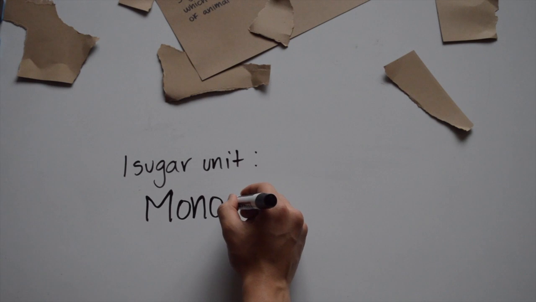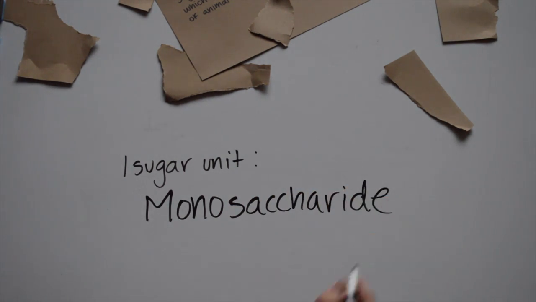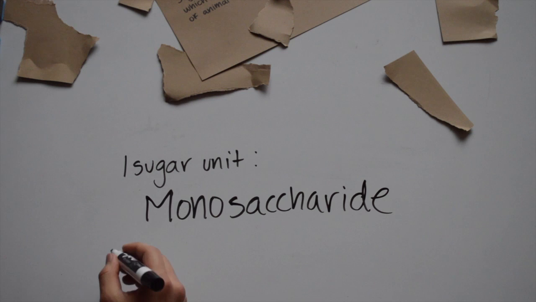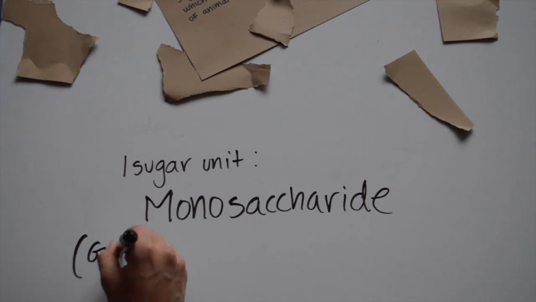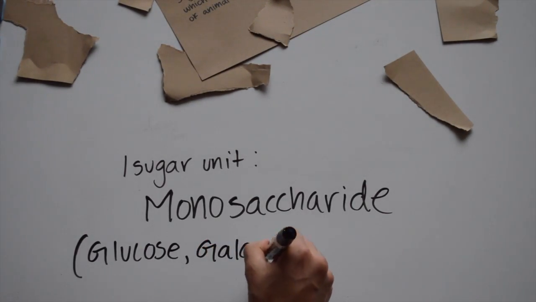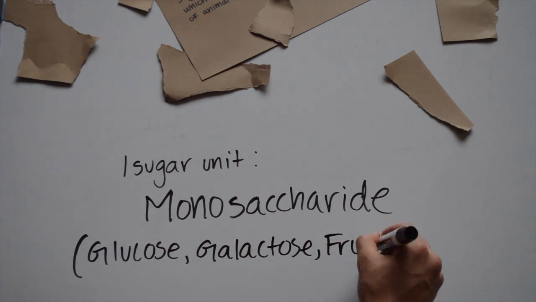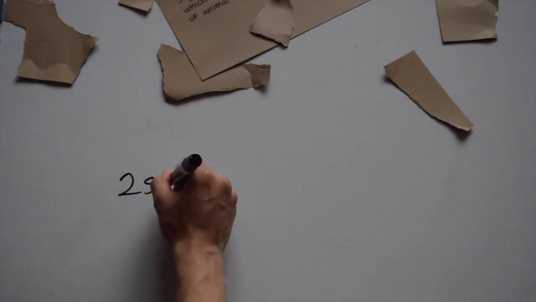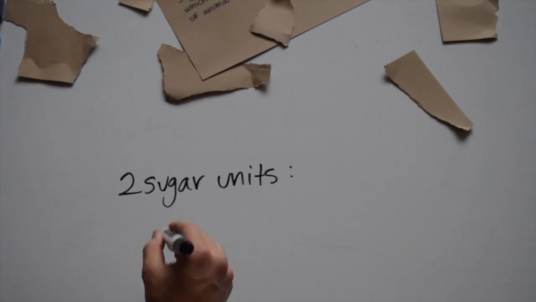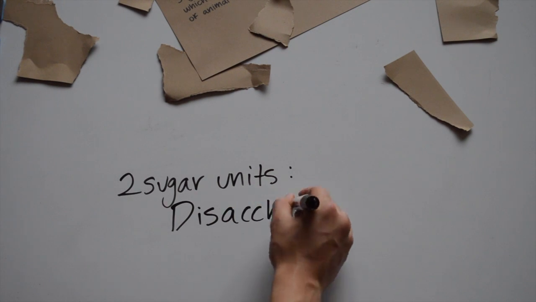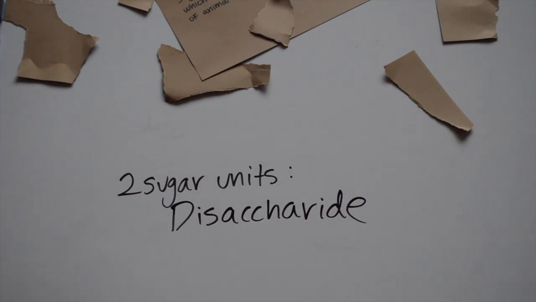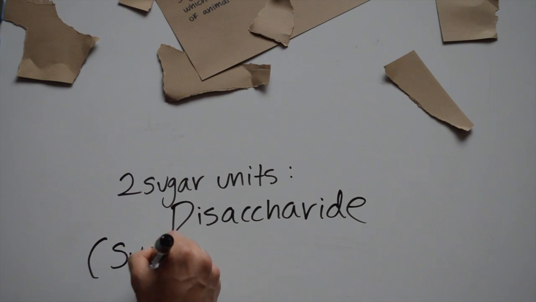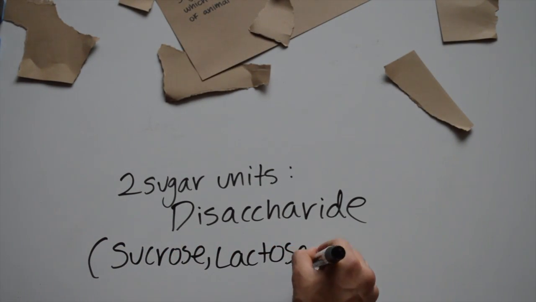1 sugar unit will be called a monosaccharide. And monosaccharides can be found in things like glucose, which is just blood sugar, galactose, and fructose, which is just fruit sugar. So these things are very easily absorbed and digested by the body. If we take it 1 unit further to 2 sugar units, that'll be called a disaccharide. And a disaccharide can be found in sucrose, lactose, and maltose. Sucrose is just the common sugar, lactose, milk sugar, and maltose can be found in beer.